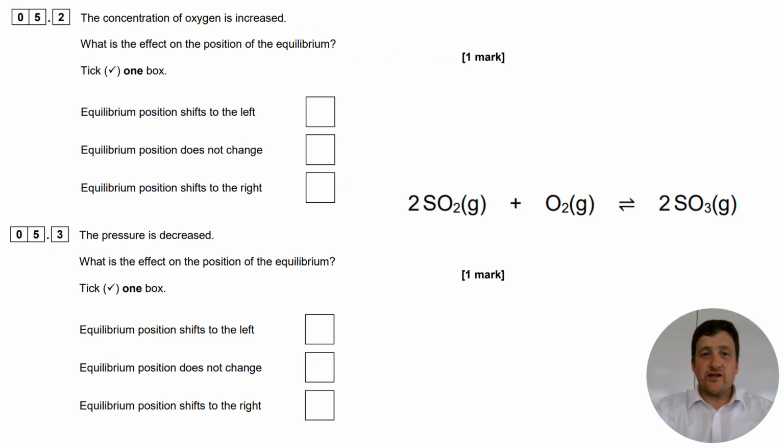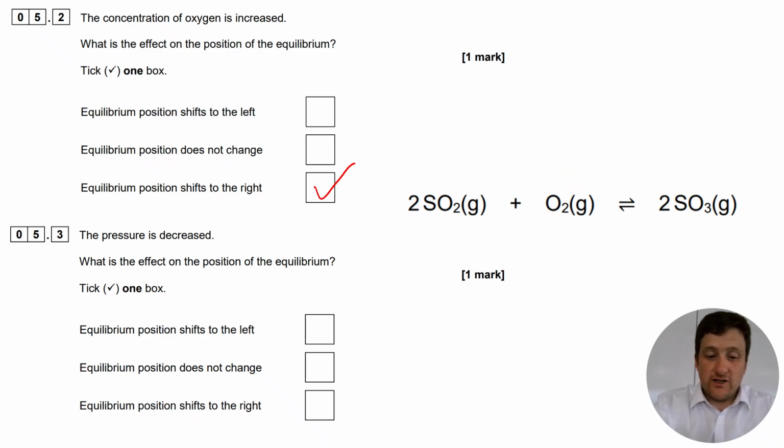Okay, I've put the equation here as well for the next couple of questions because you need this equation. It says the concentration of oxygen is increased. What is the effect on the position of the equilibrium? So this is where it's important. If we are making more oxygen, it is going to want to get rid of that extra oxygen, and it's going to want to go that way. So the equilibrium will shift to the right. Essentially, if we increase the concentration of oxygen, it will try and reduce the concentration of oxygen, which means it has to go to the right-hand side.